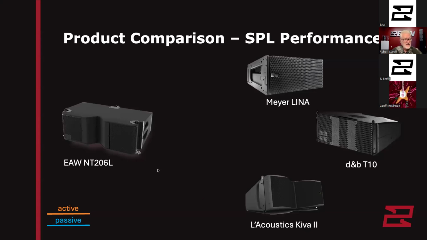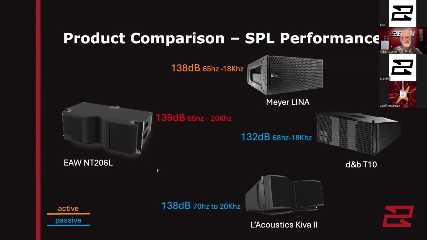Let's look at SPL by performance, max output SPL, and I think you're going to be surprised here, but NT206L really, really shines here. So I've given you the max SPL and the frequency range that is covered by each one of these boxes, and as you can see, EAW outpaces all of them, both in terms of SPL and bandwidth, right? We're 65 to 20K there, which is wider than all the other offerings available there. So we've done a really good job of pulling that together in NT206L.